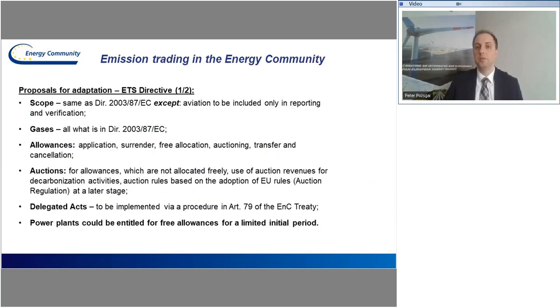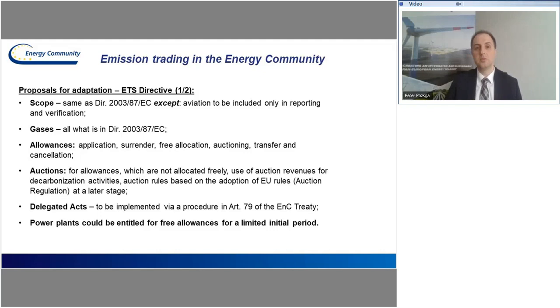When we focus at the directive itself, what we would suggest is to keep to the original EU directive as much as possible, but to remove all those extra provisions which would make the transposition more difficult or more cumbersome. When it comes to the scope and to the gases, it would be practically the same as the EU ETS, with the big difference that the aviation sector at the beginning would be included only as a sector participating in the reporting process, but would not be subject to allowances at the beginning. Obviously, this is something which then would be phased out.